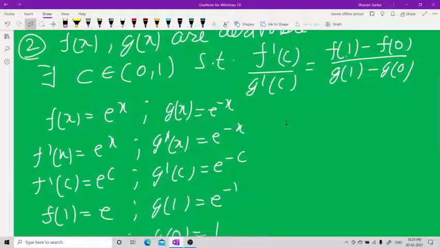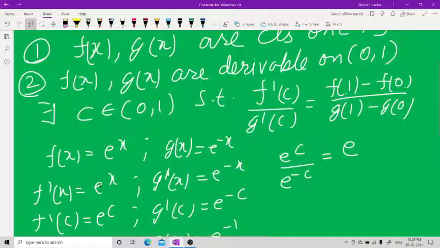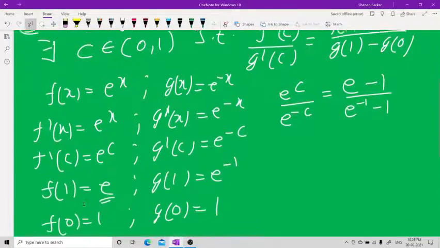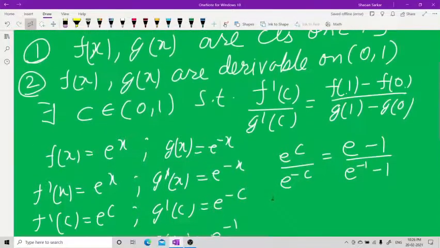Now you see f'(c) is e to the power of c and g'(c) is e to the power of minus c. f(1) is e, f(0) is 1, so this is e minus 1. And g(1) is e to the power of minus 1, g(0) is 1. Now we will do the solving.